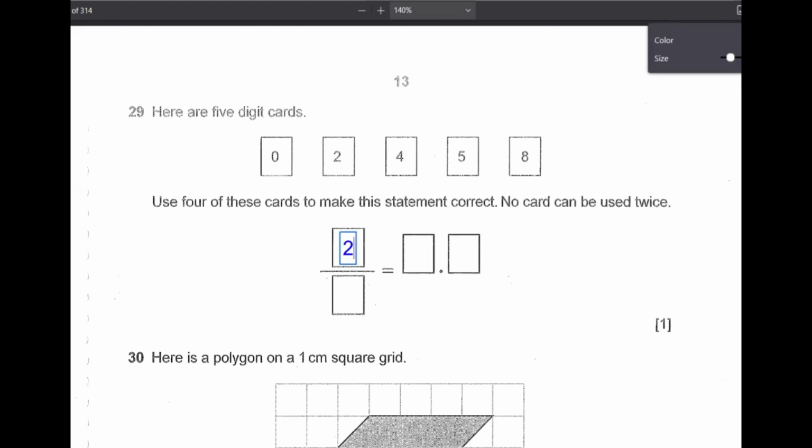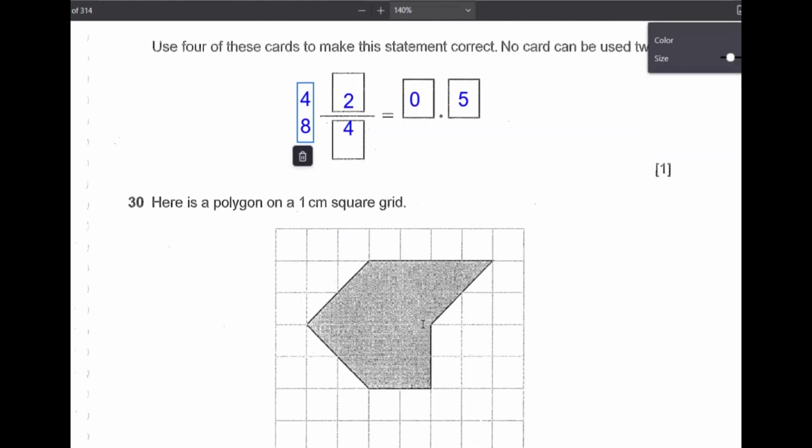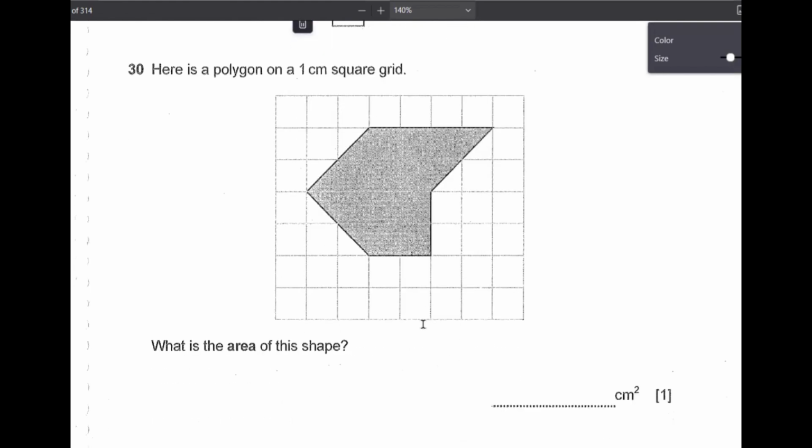The fraction part could be 2 over 4, and here you've got 0.5. Or you've got another option for the fraction part: you could say 4 over 8, and the other one is 0.5. So you've got options, this one or 2 over 4. You choose any one of them, and the answer will be 0.5. Let's go to question 30.